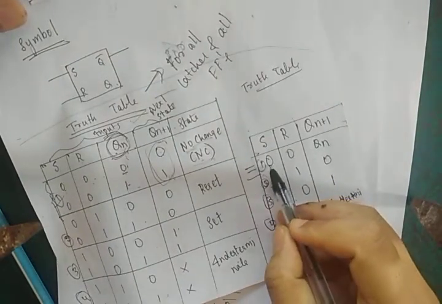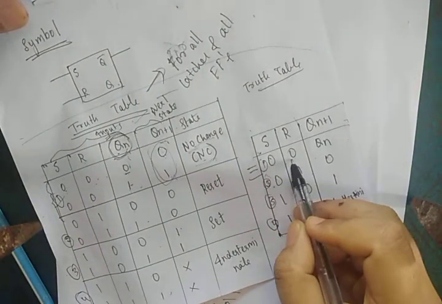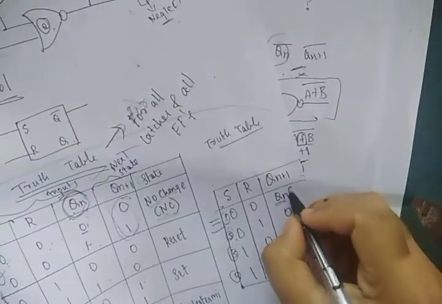So this is the first point. At the same time, simultaneously I'll explain this also. If S and R is 0, then Qn. Qn is what? No change. It is NC. You can write NC. That is the previous state. So you can either go with this simple form or you can go with this, but better you write both in this truth table.